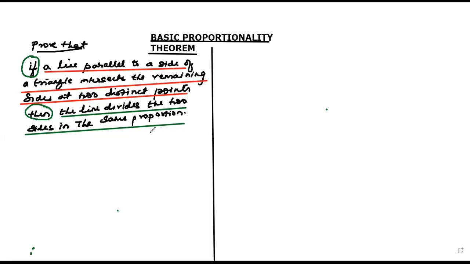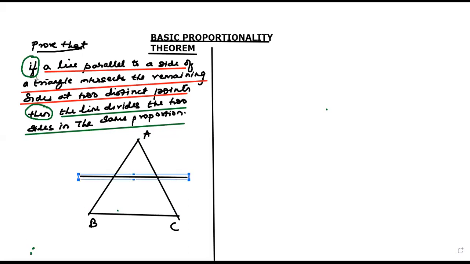Draw a picture of a triangle, children. I draw a picture of a triangle, and a line is parallel to a side of a triangle. You can see here, children, a line is also drawn parallel to a side of a triangle. You can see this line is parallel to a side of a triangle and intersects the remaining sides at distinct points, different points. This should be the figure, okay?